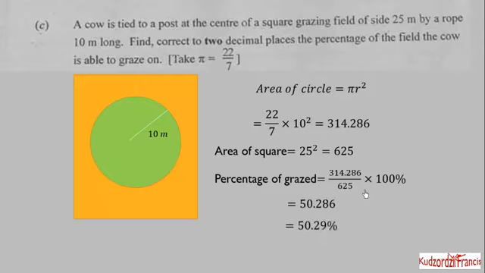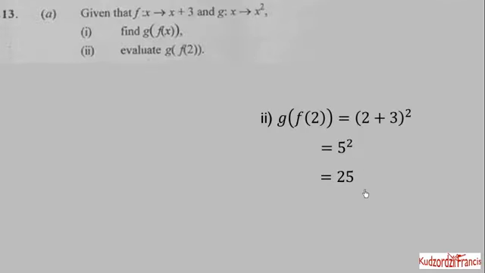And we are supposed to correct it to 2 decimal places, so that will be 50.29 degrees. The question 13 is here.